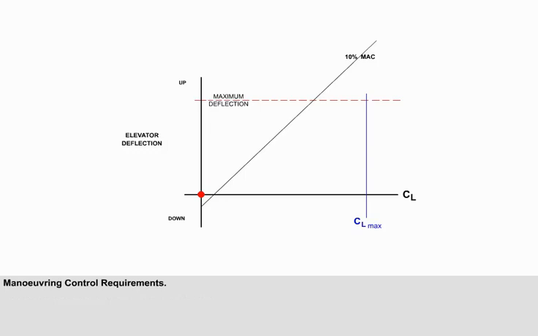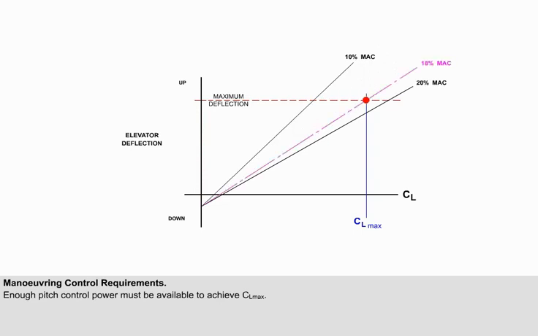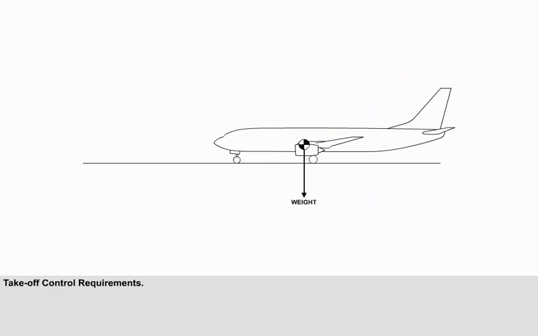We will look first at the maneuvering control requirements. The aeroplane should have sufficient pitch control power to achieve the maximum usable lift coefficient during maneuvers. The illustration shows that with the CG forward at 10% MAC, the maximum elevator deflection is not capable of trimming the aeroplane at CL max. But with the CG slightly further aft at 18% MAC, maximum elevator deflection is now capable of trimming the aeroplane at CL max.